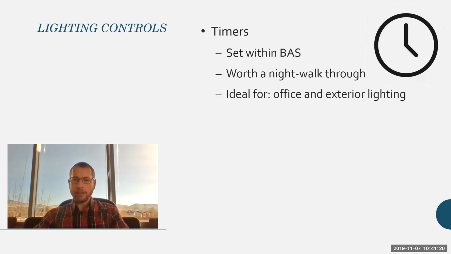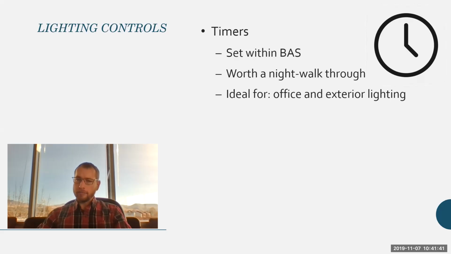And this could be done on an individual light basis, but oftentimes it's set within the whole building automation system, or BAS. Sometimes it's referred to as an energy management system, or EMS, but it's a central hub for controlling all of the HVAC as well as lighting and security aspects of the building.